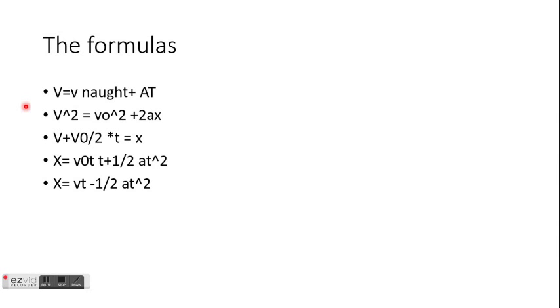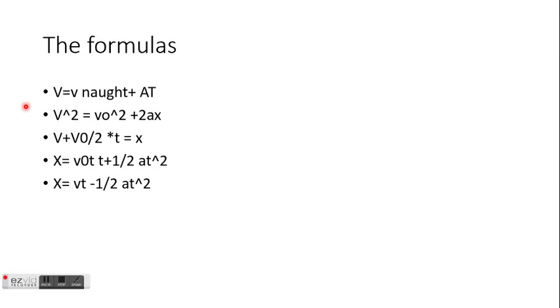So here are the major formulas you're going to need to know. v equals v naught plus at. So that means the ending velocity is equal to the initial velocity plus the acceleration times the time. v squared equals v naught squared plus 2ax. That's the ending velocity squared equals the beginning velocity squared plus 2 times the acceleration times the displacement.